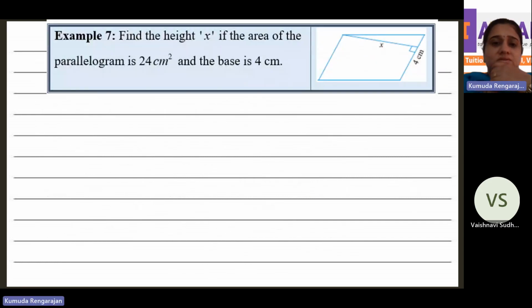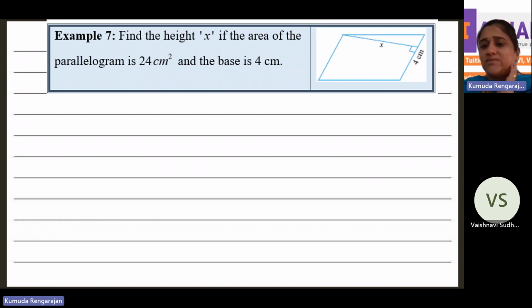Now, the question here is, find the height x. See the altitude. If you take this as the base, this is the corresponding altitude because it's making 90 degrees with the base. Which is the base of a parallelogram? Any of the four sides. A parallelogram has four sides. Any side can be taken as the base, but you need to have the corresponding altitude.